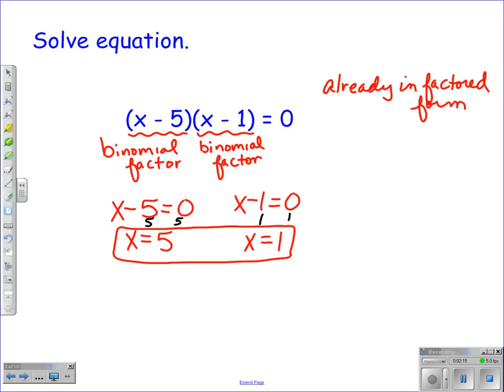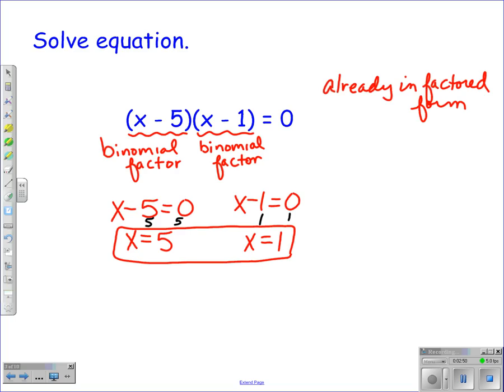Let's look back and check to see if these answers are correct. Putting 5 in for x, we have 5 minus 5, which is 0, and 5 minus 1, which is 4. That gives us 0 times 4 equals 0. True statement. Now put the 1 in for x. 1 minus 5 is a negative 4. 1 minus 1 is 0. Negative 4 times 0 also gives us 0. Both are true statements. Both are answers to the equation.